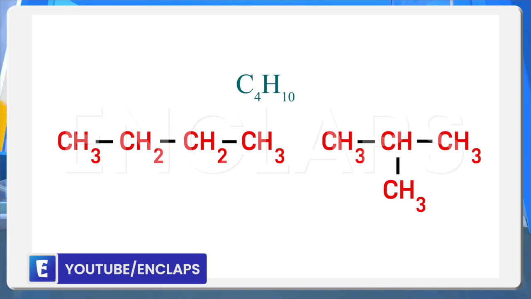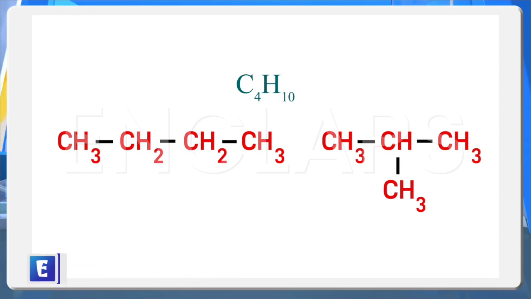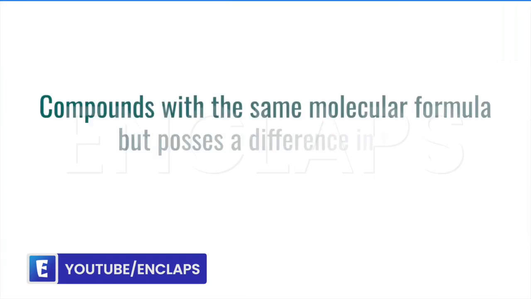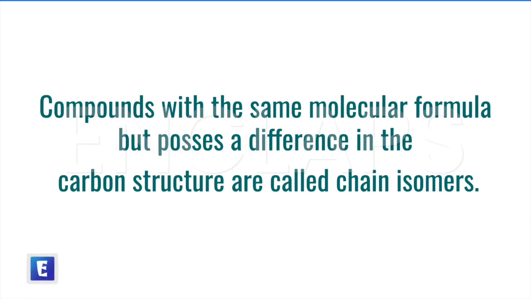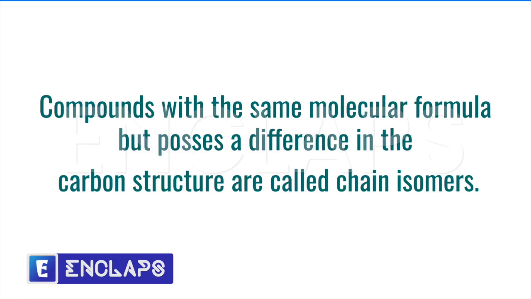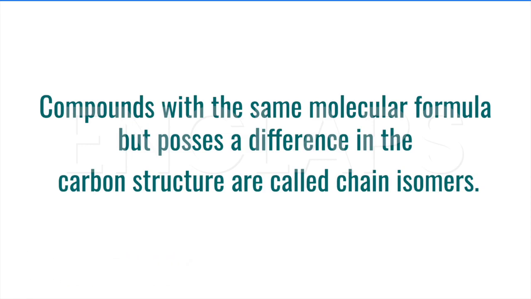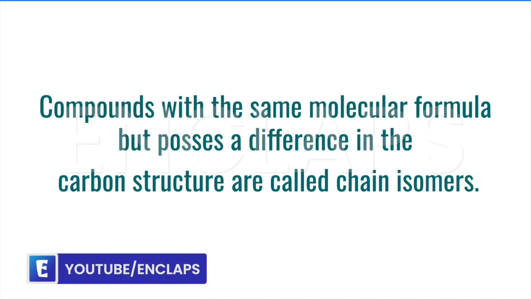Clear? So what is the difference? Yes, there is a difference in the carbon chain, but the molecular formula is the same. This type of compounds are called chain isomers. So what are chain isomers? The organic compounds having the same molecular formula but a difference in carbon chain are called chain isomers. This phenomenon is known as chain isomerism.